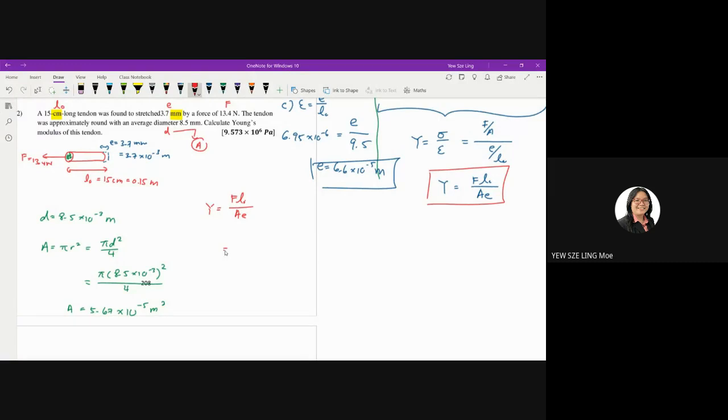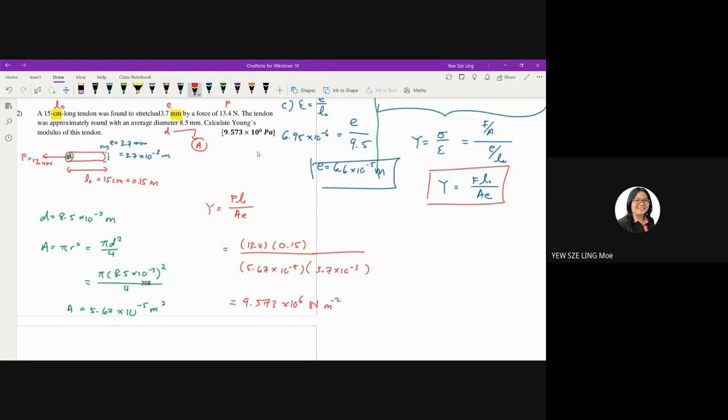So Young modulus is then equal to 13.4 times the original length 0.15 meter over A, 5.67 times 10 to the power of negative 5 meter squared times the elongation 3.7 times 10 to the power of negative 3 meter. So remember, everything should be in SI unit. Young modulus is then equal to 9.573 times 10 to the power of 6 N m negative 2, okay?